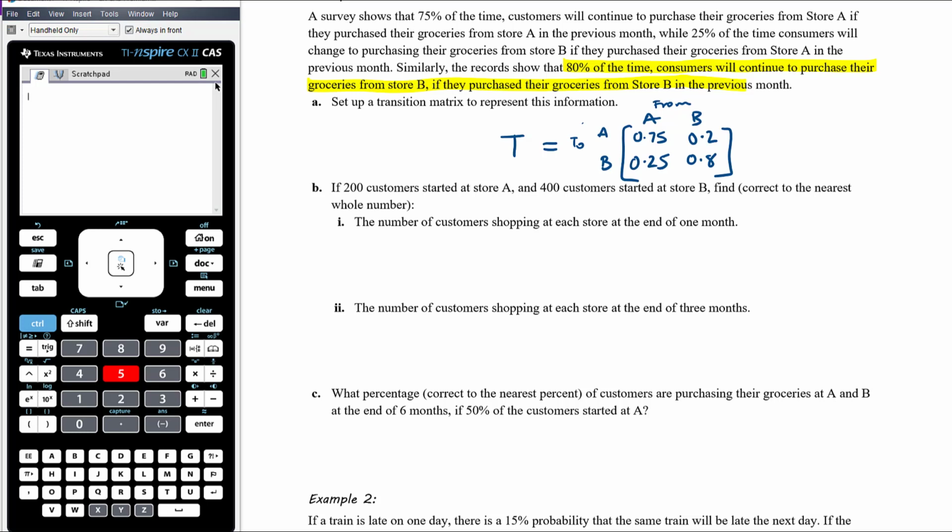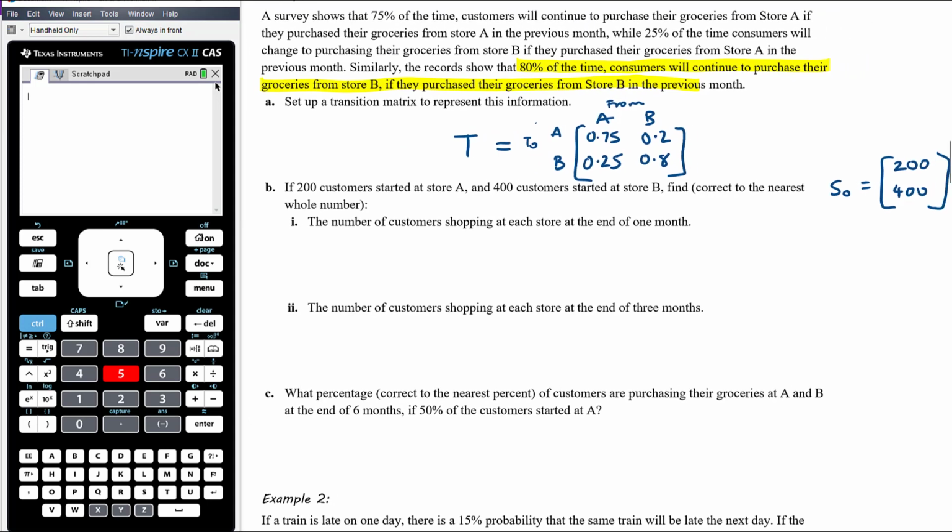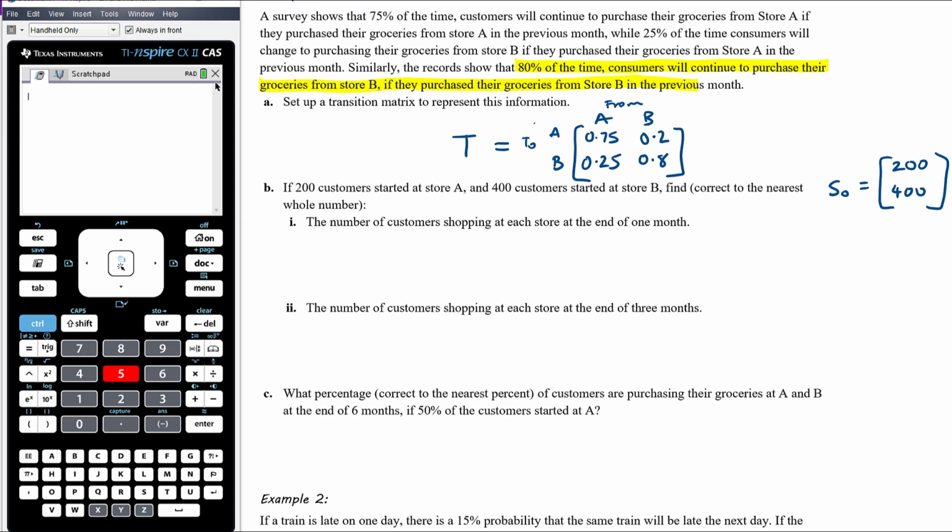Okay. All right, if 200 customers started at store A and 400 customers started at store B, find, correct to the nearest whole number, the number of customers shopping at each store at the end of 1 month. Okay, so what we've got here in this sentence is S0. At the beginning, we have 200 customers at store A and 400 customers at store B. Okay, we want to know the number of customers shopping at each store at the end of 1 month.